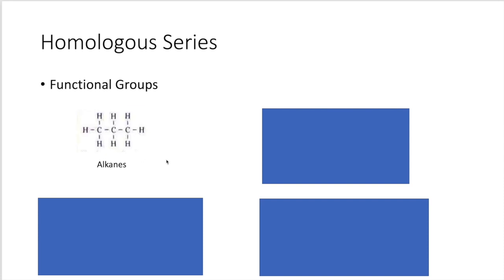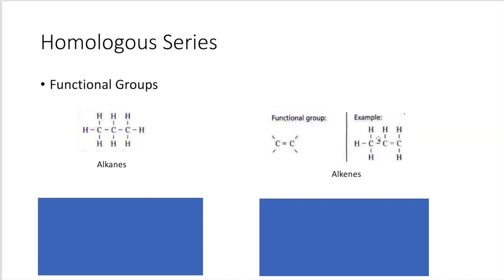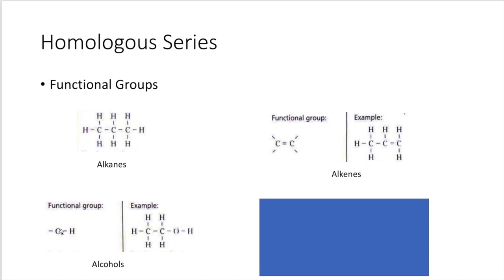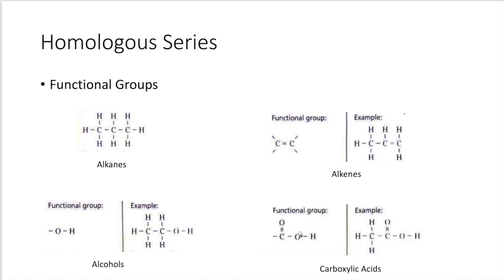So alkanes don't really have a functional group. They are fully filled and their reactions will happen at any one of these bonds because they are pretty much the same. For alkenes, it will be the double bond. For alcohols, it will be the OH. And for the carboxylic acids, it will be the COOH group.